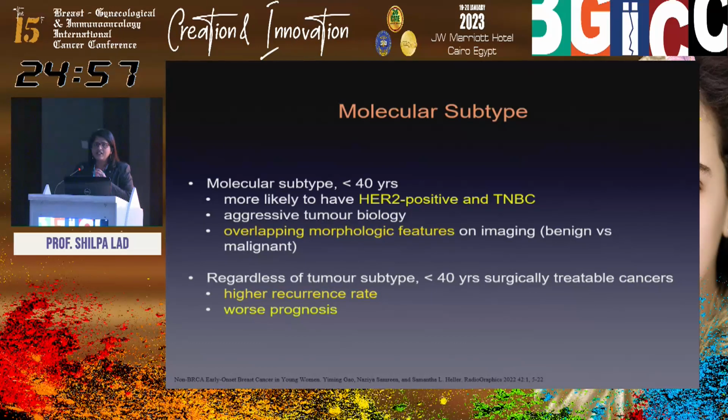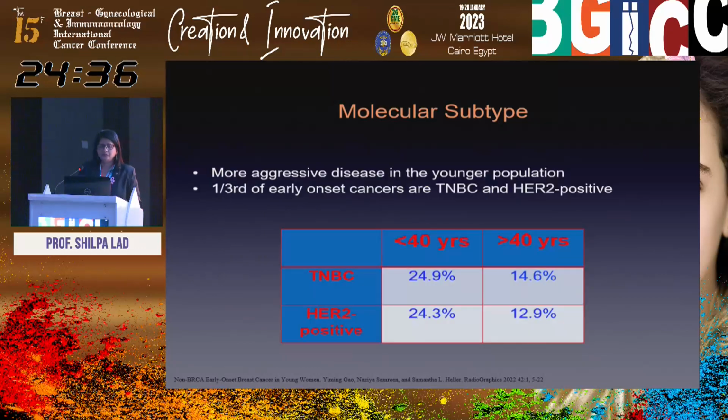Should we biopsy every lesion that we see in a young woman? We can't. And therefore, looking at subtle signs, looking at those little signs becomes important for us. And regardless of tumor subtype, women under 40 years of age, even in treatable breast cancers, have higher recurrence rates and worse prognosis.